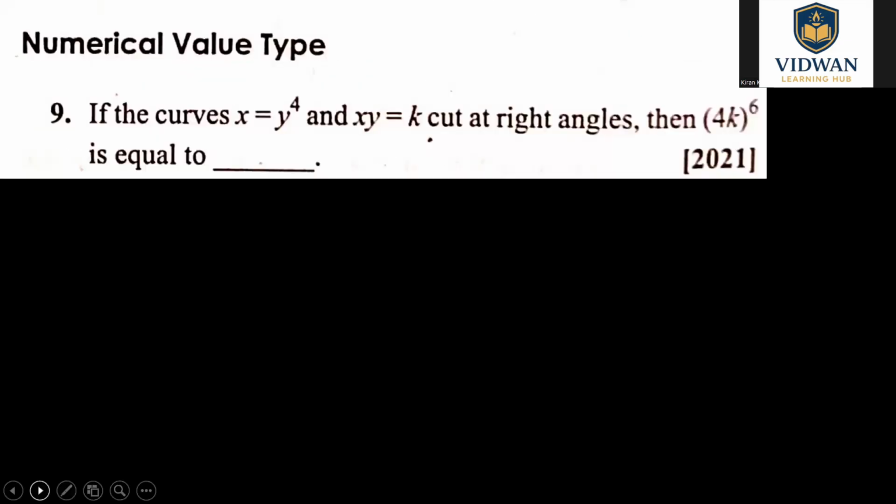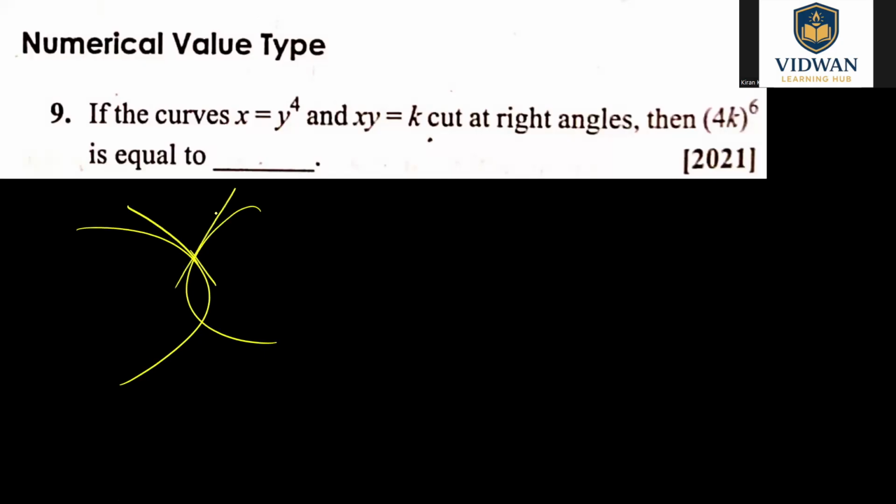Question number 9. If these curves cut orthogonally, or are at right angles, what is 4k power 6? So orthogonal means at the point where they cut, the product of the slopes should be -1. The tangent slope, if you find out, the product should be -1. So if m1 is the slope of one tangent, m2 is the slope of the other tangent, m1 m2 is -1. And the point where they intersect, you can actually find out by solving.